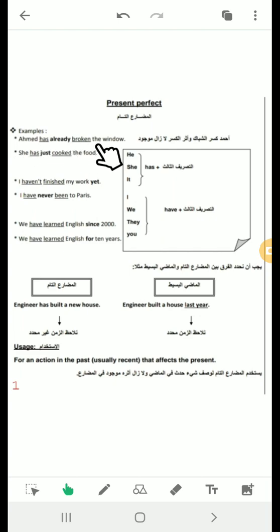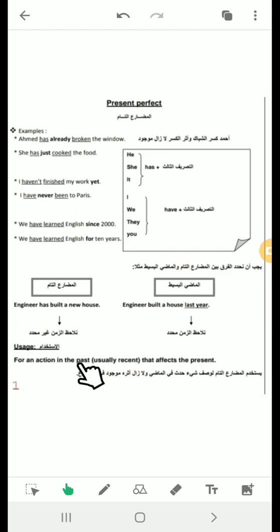Ahmed hasn't broken the window. Here, I haven't finished. So we use not with have or has. So have or has plus not plus past participle. This is the negative. Here also we can negate using never. Never here negates the sentence. Have plus never plus past participle. So we can use not or never. So here we know the form of the verb, has or have plus past participle. How to negate the sentence? We use has or have plus not plus past participle, or also we can use never to negate the sentence.